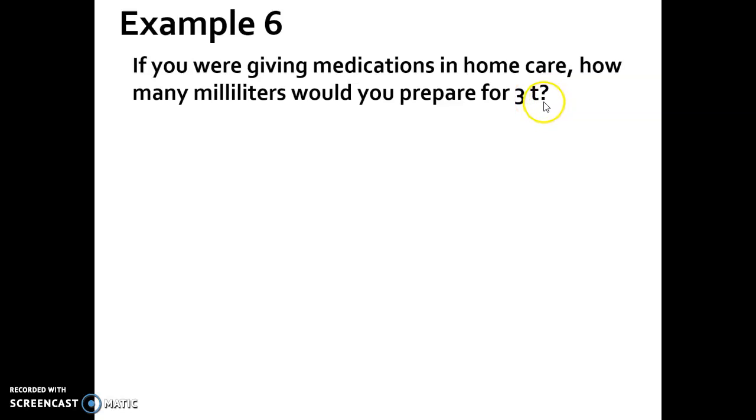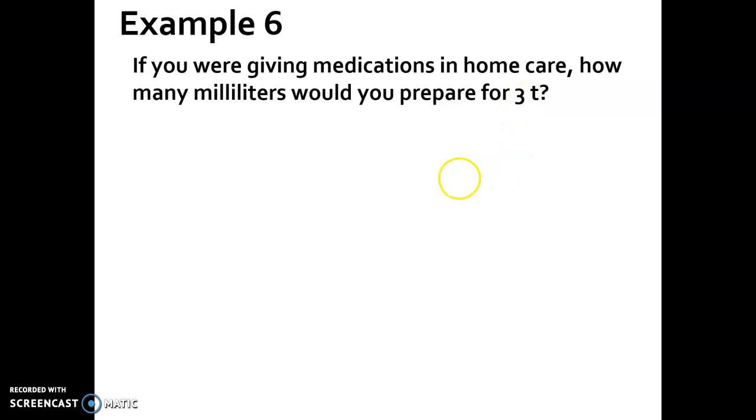3 teaspoons? Okay, so be careful with that abbreviation for teaspoon and tablespoon. Teaspoon's going to always be a lowercase t. Tablespoon will be the uppercase T. So as you're writing those, you need to be very careful that you're using the correct case and that it looks like the lowercase t or the uppercase T.